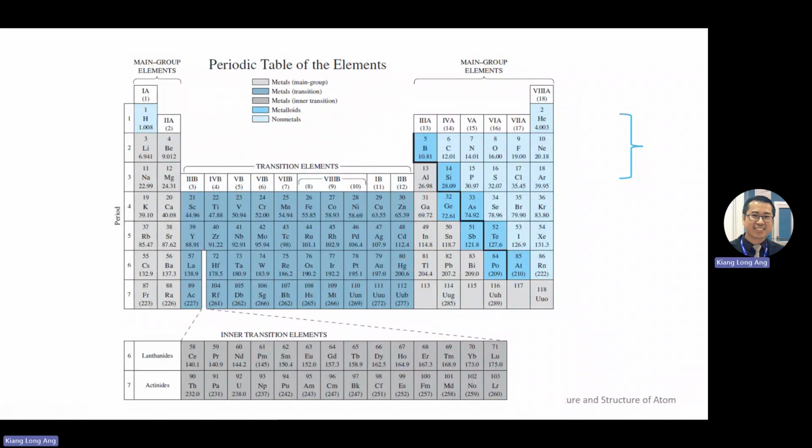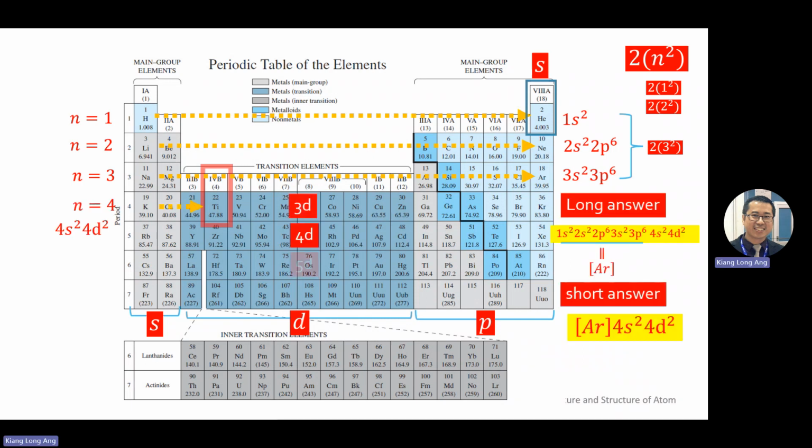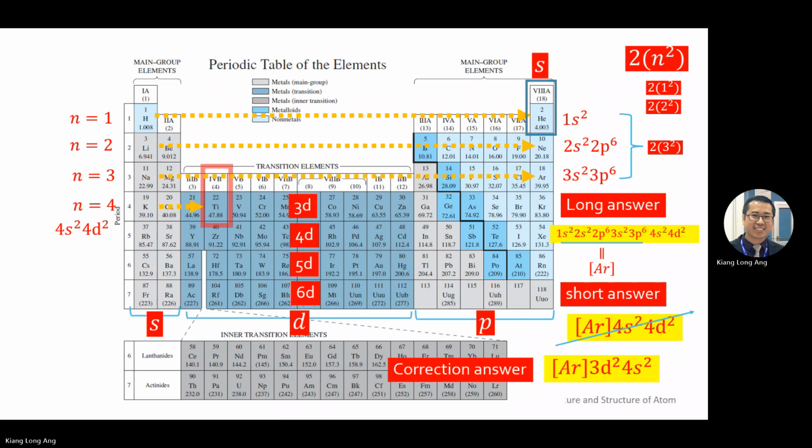Okay, recap what is the important part for this periodic table of elements. This one will help you to draw the electron configuration, right? So make sure you have all this information on your revision sheet, right? So, electron configuration.